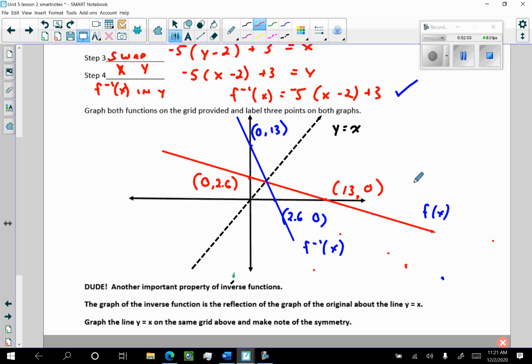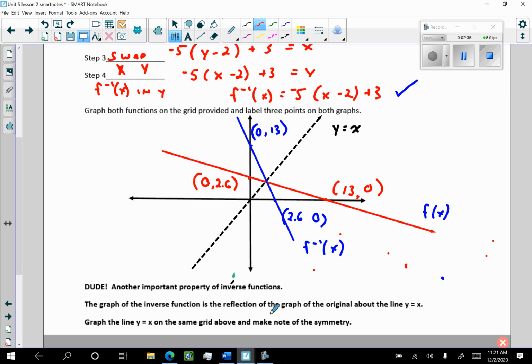So we're going to talk about another activity about this reflection. If I took the blue and reflected it about this line y equals x, you're going to get the red; the blue will become the red will become the blue. And then I found the y-intercept here is (0, 2.6), and that's going to be the x-intercept of the inverse. I found the x-intercept of f of x, which is (13, 0), and that's the y-intercept. (0, 13) is the y-intercept of the inverse.